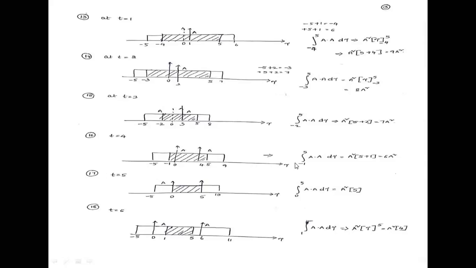When t is equal to minus 4, one sample; minus 3, one sample; minus 2, again one sample; minus 1, again one sample; and t is equal to 0. At t equal to 0, it is minus 5 and minus 5, fully overlapped with the same values, giving 10a square. Again, t is equal to 1.